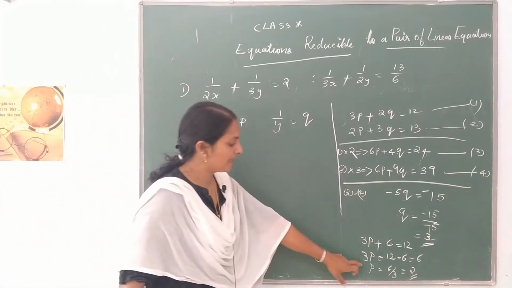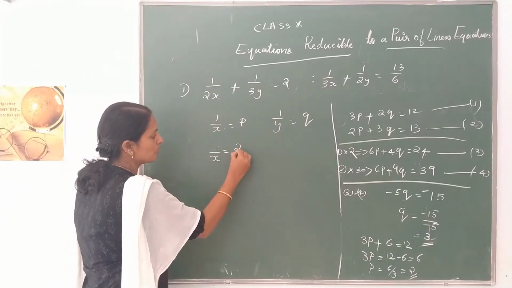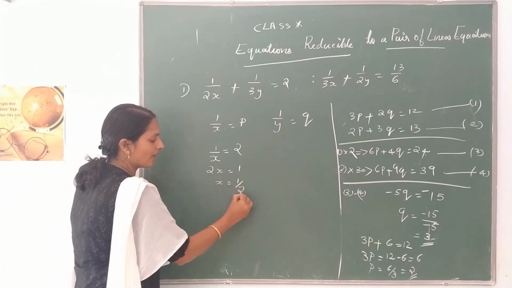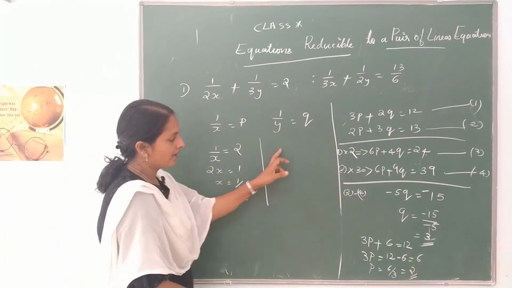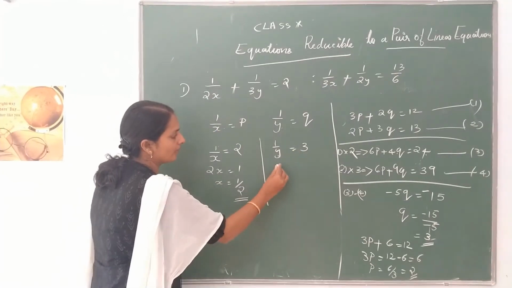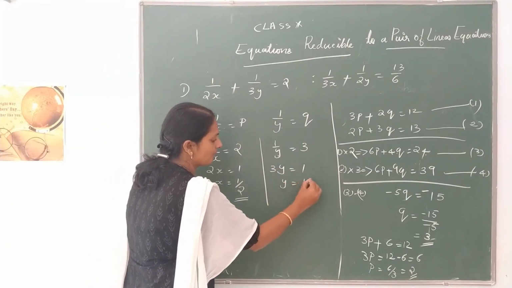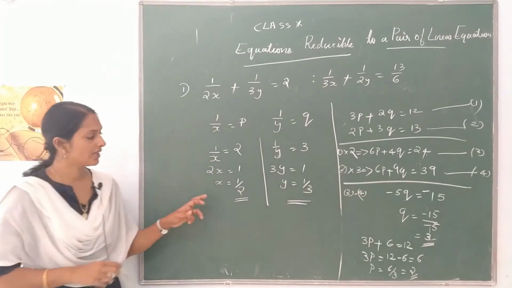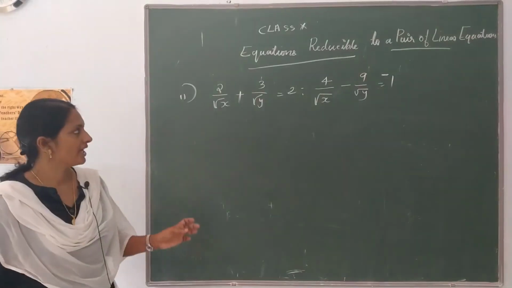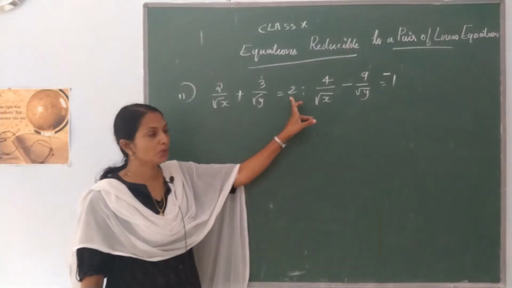Then we got p as 2, then substitute this in 1 by x as 2, then 2x is equal to 1, therefore x is equal to 1 by 2. And q was 3, then 1 by y is 3, therefore 3y is equal to 1 and y is equal to 1 by 3. Therefore, the solution is x is equal to 1 by 2 and y is equal to 1 by 3. That's all.